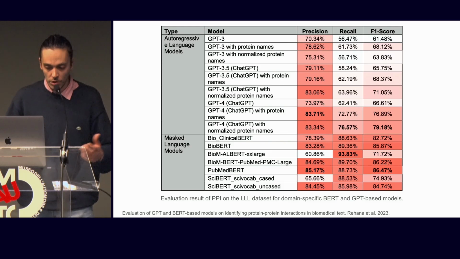Here just a couple of examples of domain-specific models. Here, biology. That is a very common task in NLP.